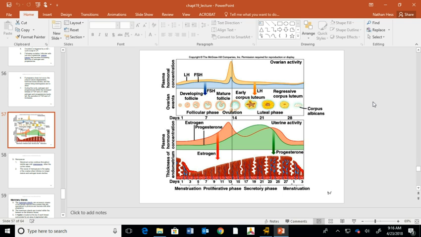It has gradually matured and developed by these hormone levels increasing, and then with that spike, it causes the egg to be released from the follicle.